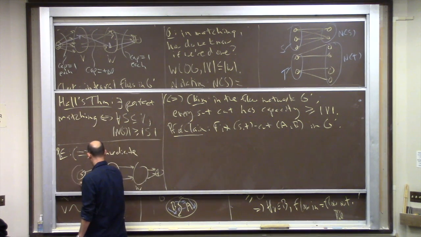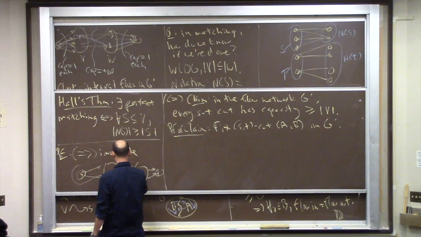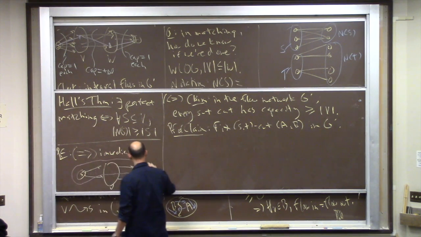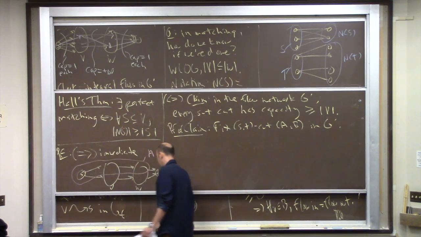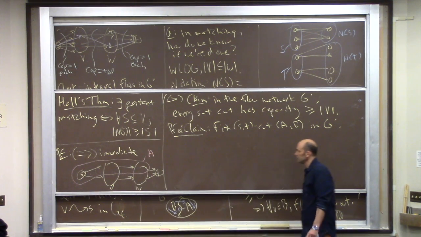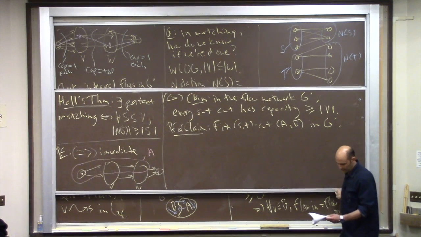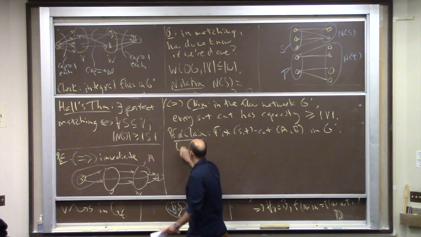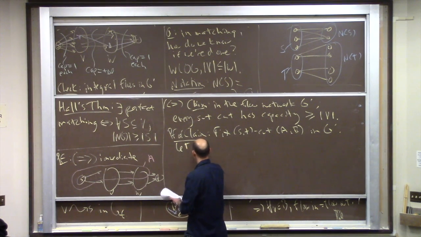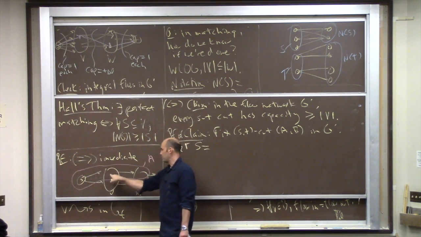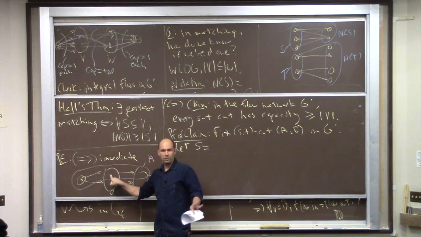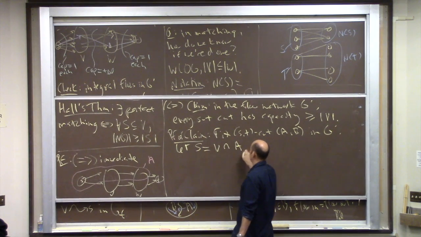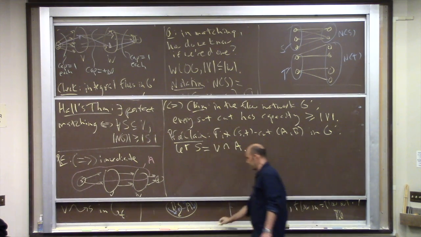So A, what's it going to do? It's going to have the source for sure. It's going to have some of the stuff in V. It's going to have some of the stuff in W. And it's definitely not going to have T. Okay? So that's what the source side of some ST cut looks like. Define S as the vertices from V on the source side of the cut. Okay? So V intersect A. All right? So like this is our S here.